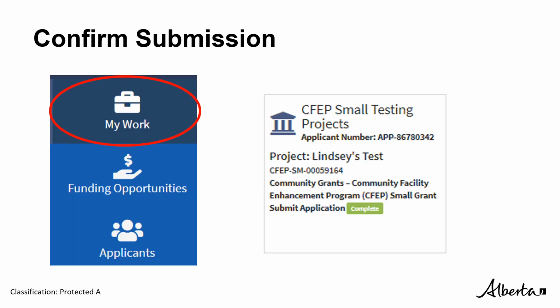After submitting your application, return to the My Work homepage, and under the Recent Submission section, you will see that your application status has changed to Complete in green. Please keep in mind that there is a 6-month review period from the application intake date. For example, if you submitted your CFEP application for the January 15 intake, you would receive notification on the outcome in July. During the review period, you may be asked for further clarification on your application.